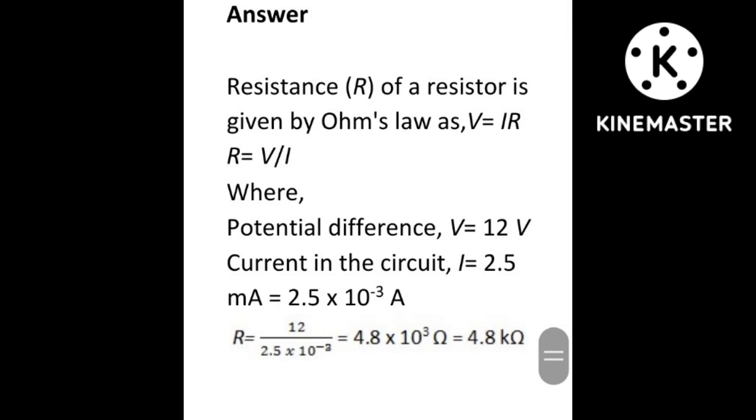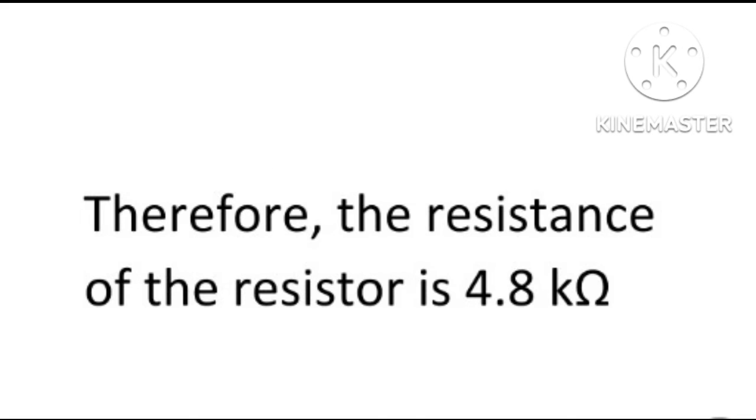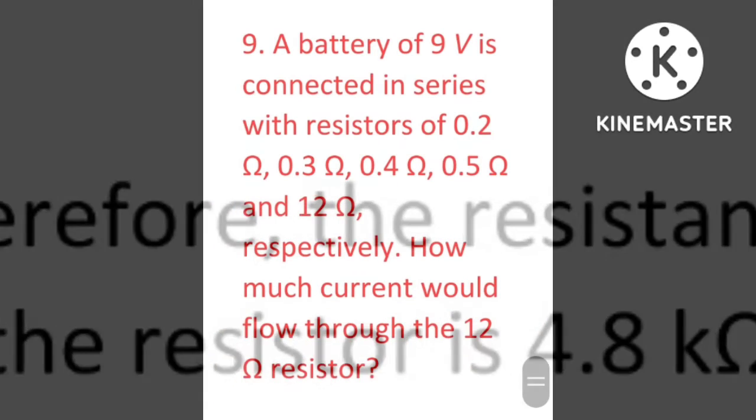Here, potential difference V is equal to 12 volt. Current in the circuit I is equal to 2.5 milliamperes, so that will be equal to 2.5 into 10 raised to minus 3 amperes. For getting resistance, we can substitute the values. That is, R equal to 12 divided by 2.5 into 10 raised to minus 3. So that will be equal to 4.8 into 10 raised to 3 ohm. That is 4.8 kilo ohm. Therefore, the resistance of the resistor is 4.8 kilo ohm.